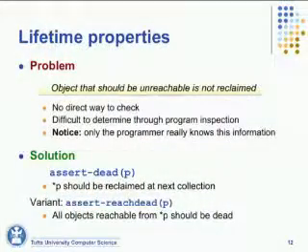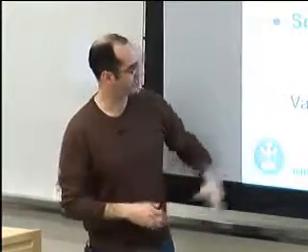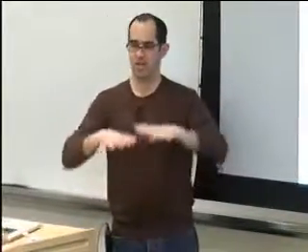So our solution to this is assertDead(p), passing in a reference. That's interpreted as *p, whatever p points to, should be reclaimed at the next collection. And we have a variant called assertReachDead, which says all objects reachable transitively from that object should be dead. So this whole data structure should go away. And if that's not true, then tell me about it.